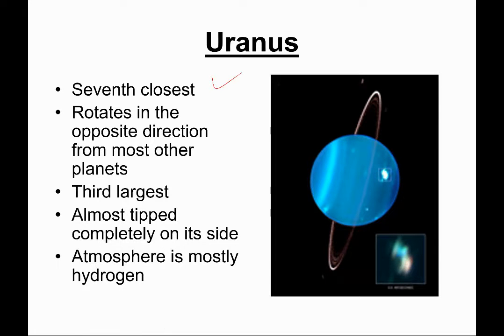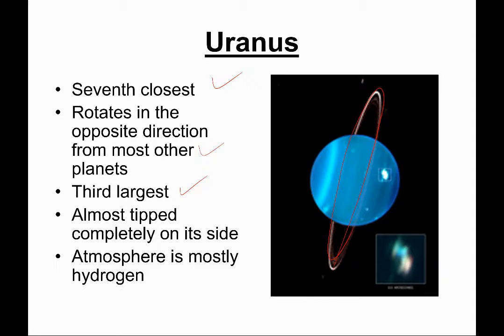Uranus is the seventh closest. It rotates in the opposite direction from most other planets. It's tilted on its side. It really is what we're talking about. It's the third largest planet. It's almost completely on its side. See how its ring goes kind of up and down?